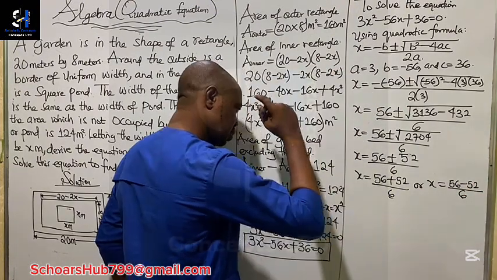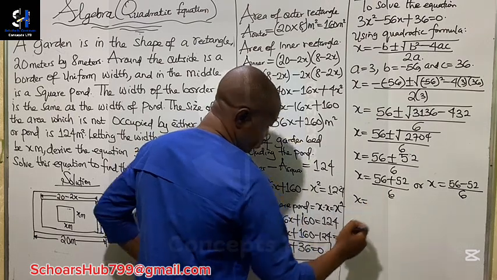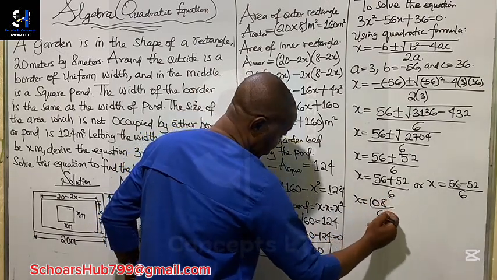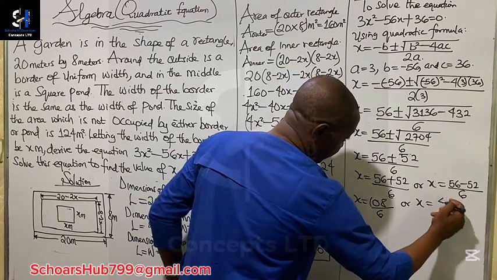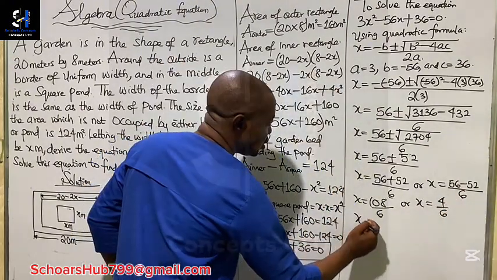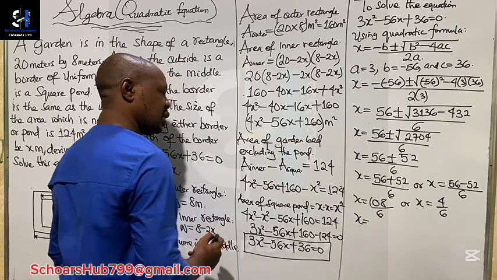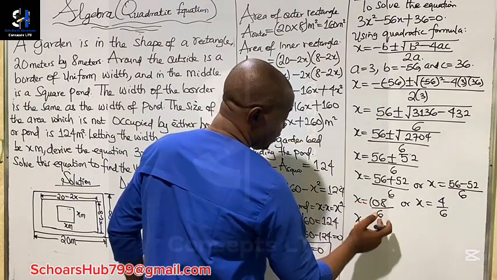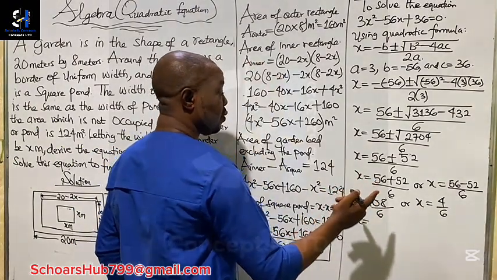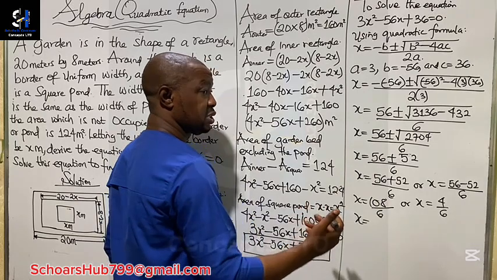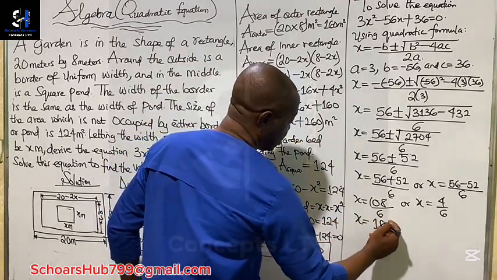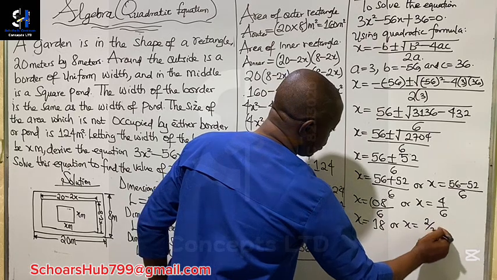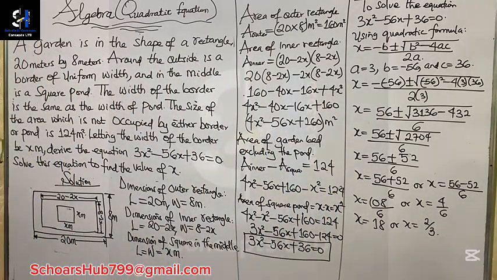56 plus 52 is 108, so x will be 108 divided by 6, and the other is 4 over 6. 108 divided by 6 will be 18, because 10 divided by 6 is 1 with a remainder of 4, that will be 48, and 48 divided by 6 is 8. So x equals 18, or x equals 2 over 3. So that's the value of x.